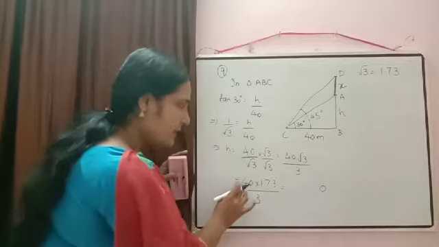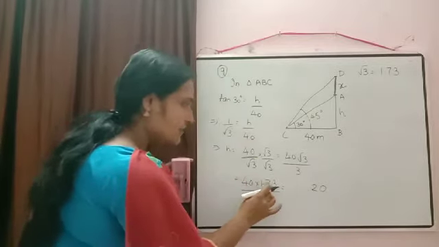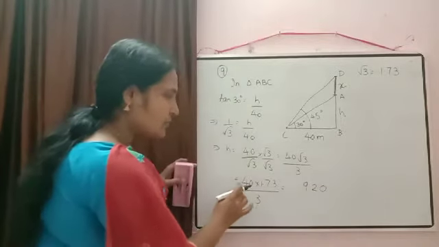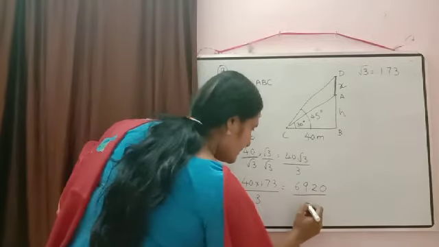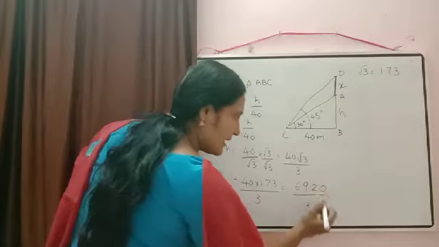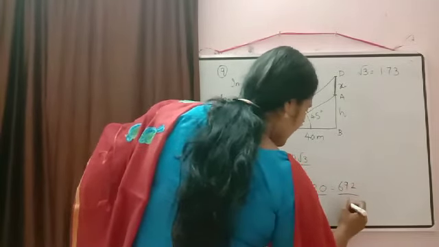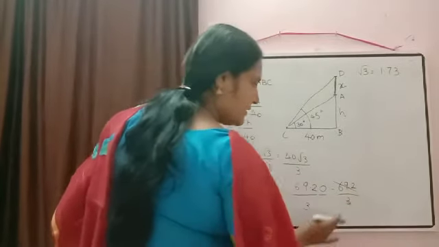0 written there. 4 3s are 12. Carry over 1. 4 7s are 28 plus 1, 29. Carry over 2. 4 1s are 4 plus 2, 6. By 3. And decimal sign after 2 decimal places. So we will get here 69.2 by 3. Now just to cancel it here only, till 1 decimal place only we need the value.